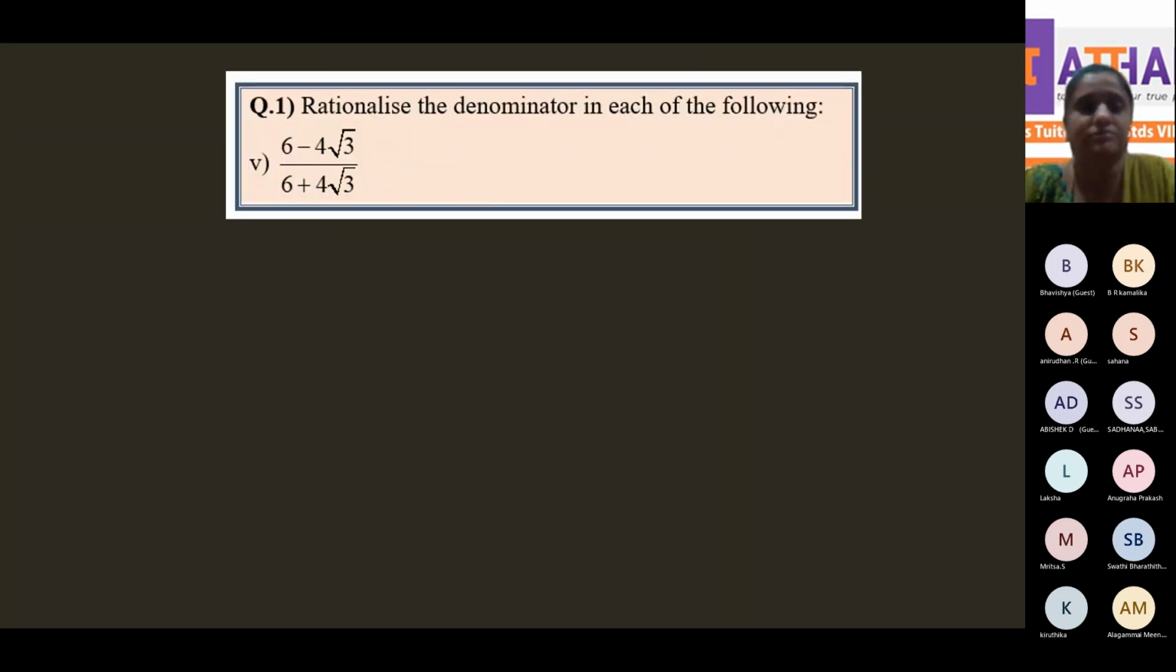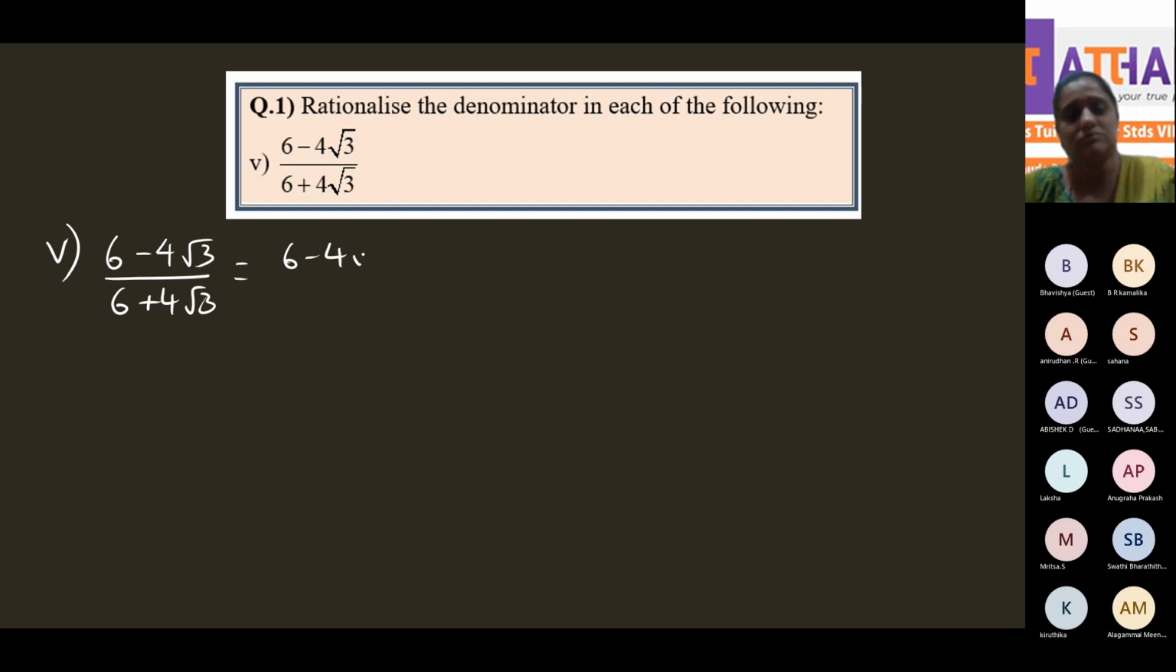Okay, next one. We'll do this together and then you can write down in your book. Who wants to help me do this? Somebody help me, no? Multiplied by? 6 minus 4. Okay, I can see Aragamai. Aragamai, can you help me? What's the conjugate of the denominator?